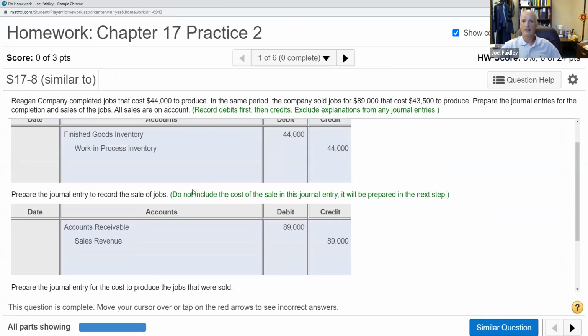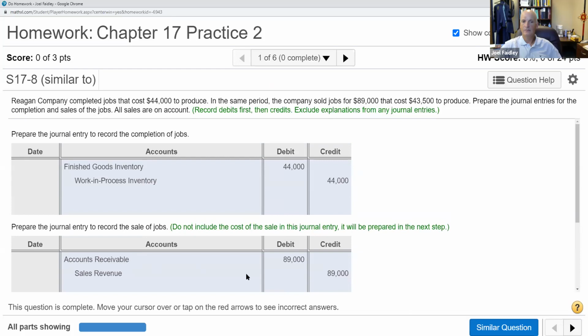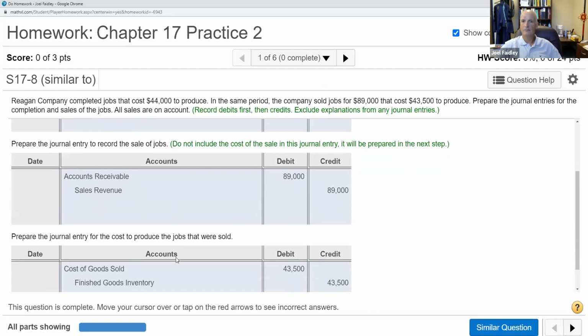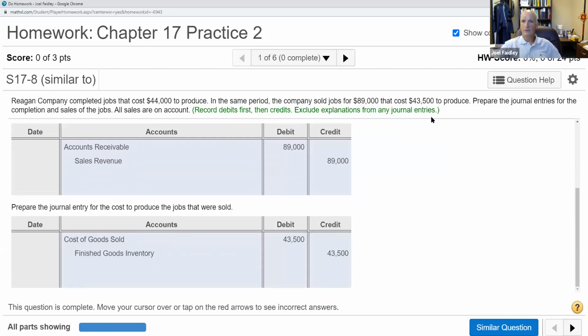All right, booking my sales revenue. Accounts receivable, that's a 2010 question. Cost $43,500 to produce, so that's what's on my books, right? So that comes out of finished goods, comes off the balance sheet and goes where? To my income statement at cost.